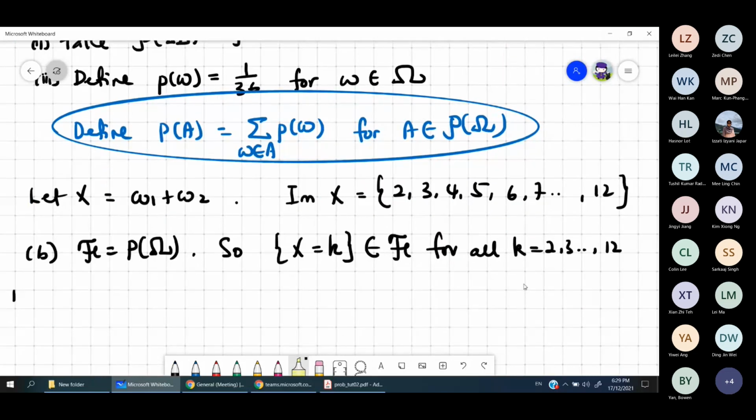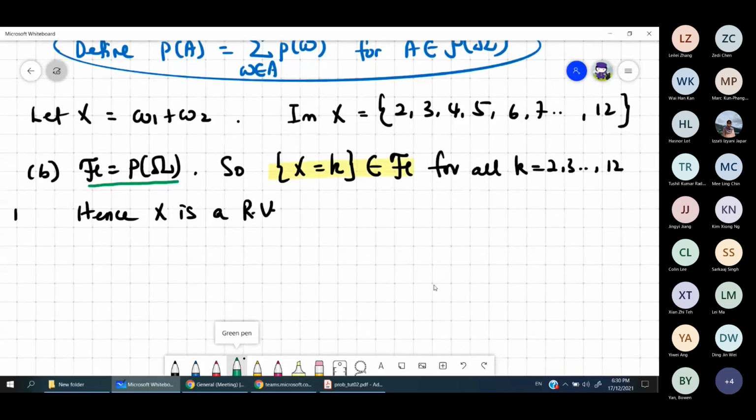Once we have this, we can make a conclusion. Hence, X is a random variable. In fact, when the sigma field is the power set, like I said, all functions must be random variables. But anyway, I think it's not difficult to identify this, right?